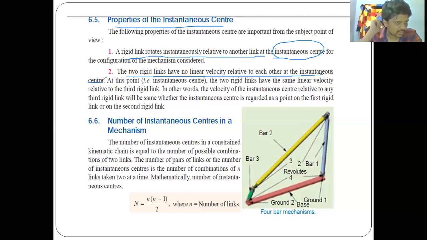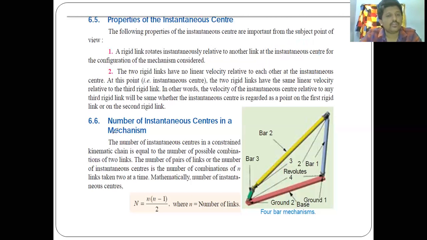Right? Clear? The first one is that one link is always moving relative to the other link. The second one is that there is no linear velocity at the instantaneous center for the two links. Those are the two things. The next one is that we should find out the number of instantaneous centers for any mechanism.